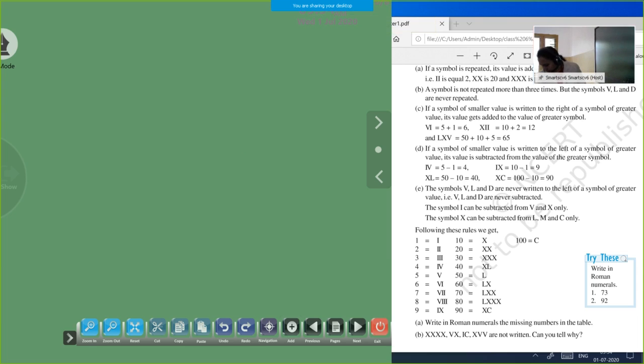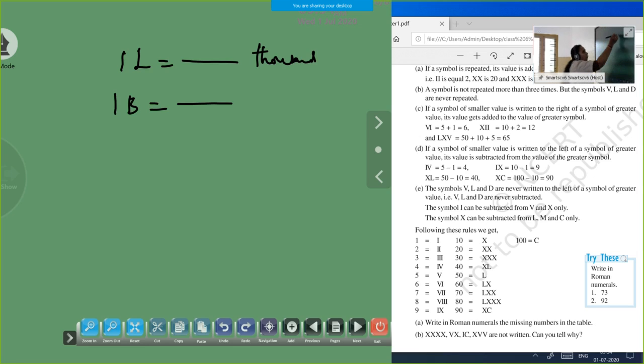Then after that, what have we learned, children? We studied the international system, the Indian system, and how to write the number name. Then an important thing we studied is 1 lakh equals how many thousand? Then 1 billion equals how many million? This is all very important.